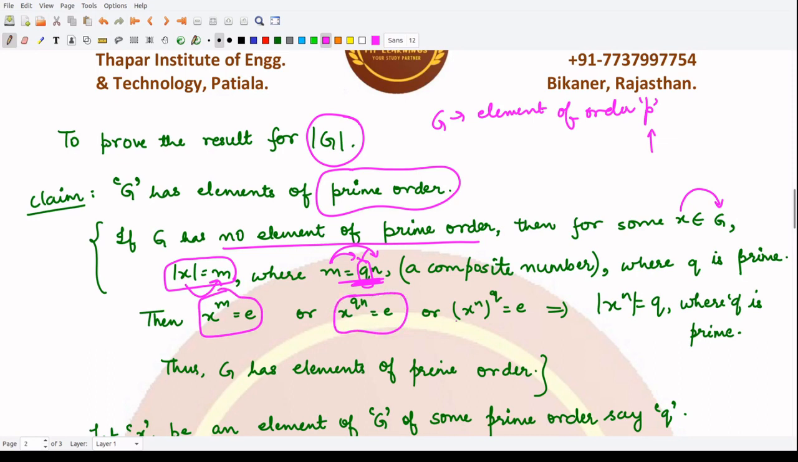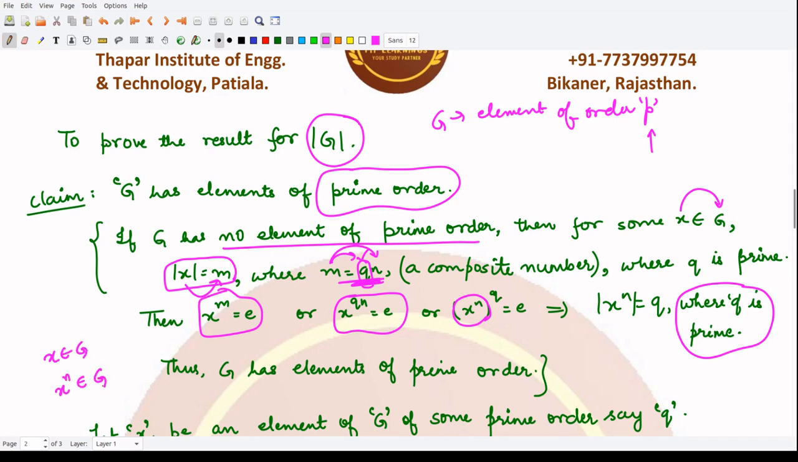So you can write this as X raised to power N whole raised to power Q is E. That means the order of this element, X raised to power N, is Q. Here Q is a prime number, which we have already defined. So if X belongs to G, by the closure property X raised to power N should also belong to G.